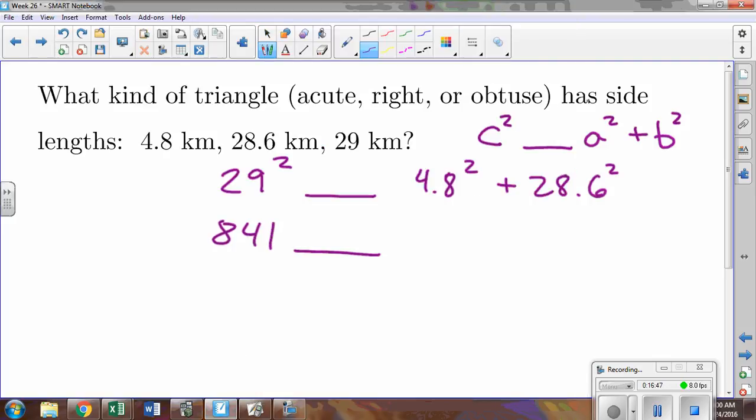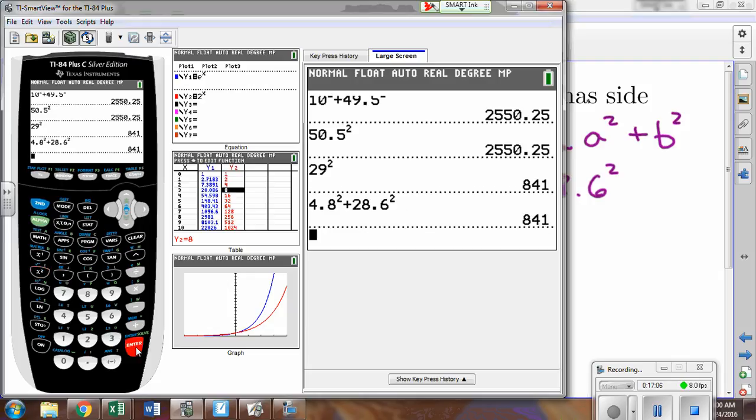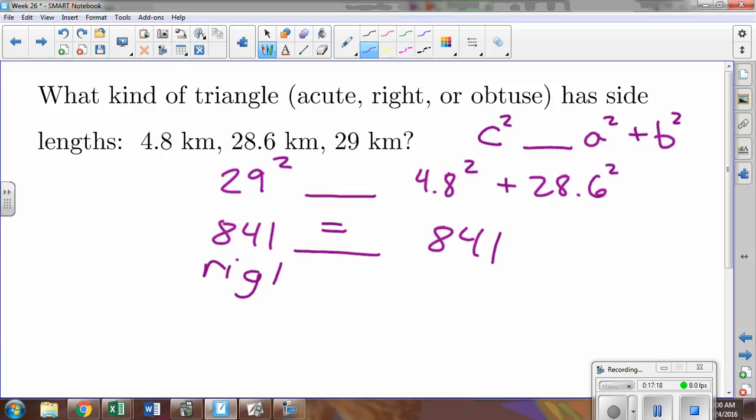That number 841 needs to be compared to the sum of the squares of the other two, potential legs. So we'll take 4.8 squared plus 28.6 squared. Putting those together, 841. Because these are equal, this has to be a right triangle.